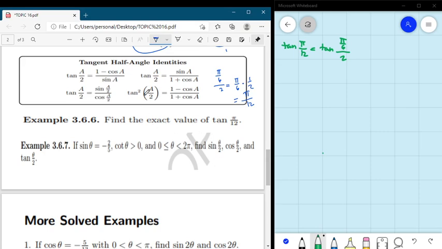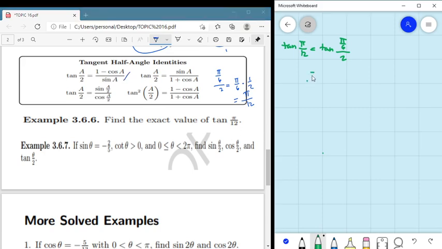So, what we will use is the first formula. It would be similar to 1 minus cosine of pi over 6 all over sine of pi over 6. So, it would be the same as 1 minus cosine of pi over 6 over sine of pi over 6. Cosine of pi over 6 is the square root of 3 over 2 all over 1/2.